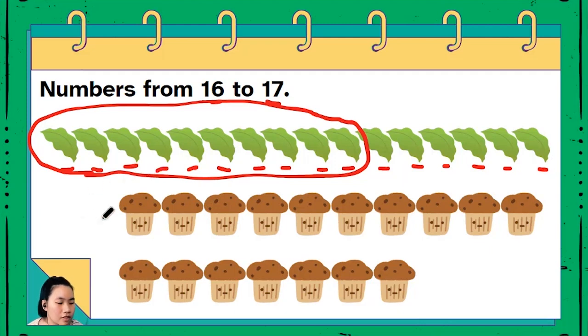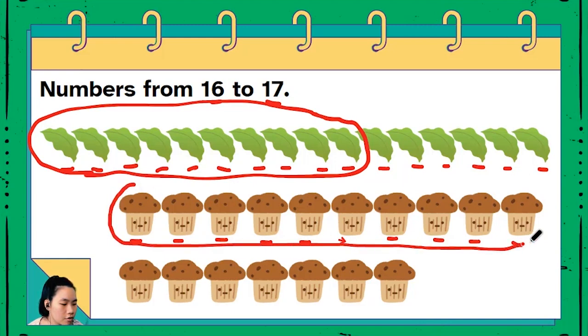Now to the muffins, since we're done with counting the leaves. Once again, 1, 2, 3, 4, 5, 6, 7, 8, 9, 10. That is our 10. Big circle one more time so we can separate the 10 from the rest.